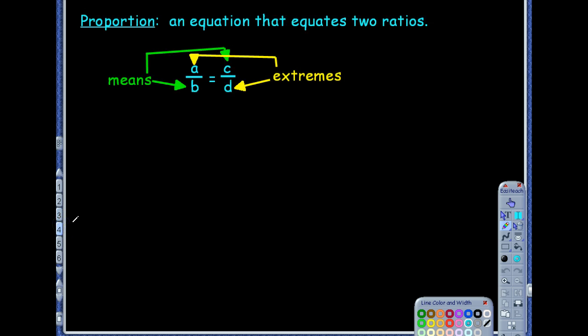All right, some vocab. Because we're going to be dealing with a lot of proportions this chapter, a proportion is just an equation that equates two ratios. It says that two ratios are equal. You're going to see the words means and extremes, and just realize that they're catty-corner from each other. That's the important part, because since this is an equation, it does not matter which order you do them in. I don't have to always do the bottom of the first one and the top of the second one. The things that are catty-corner, one will be your means, one will be your extremes.